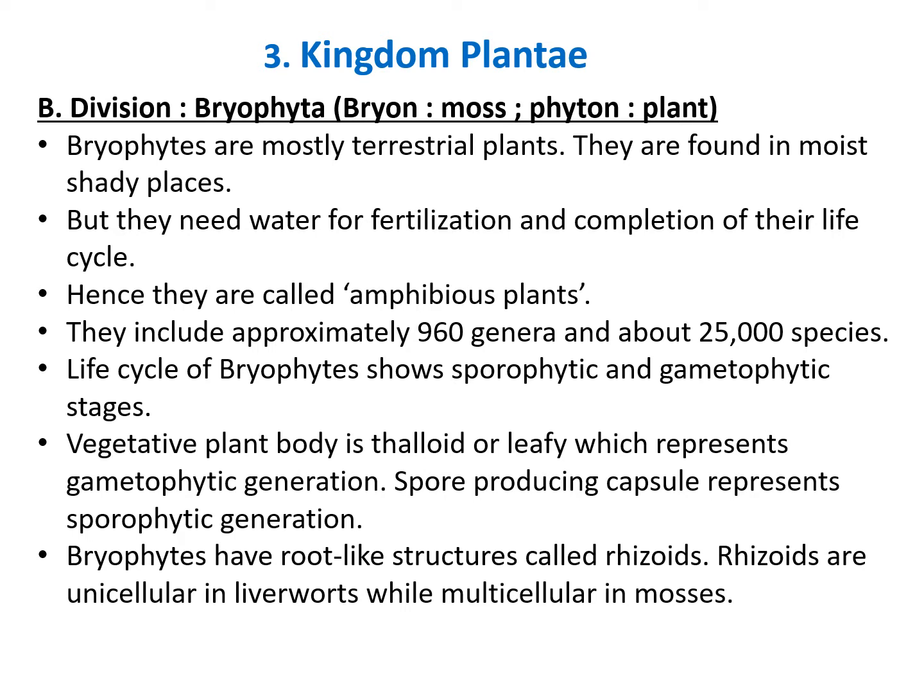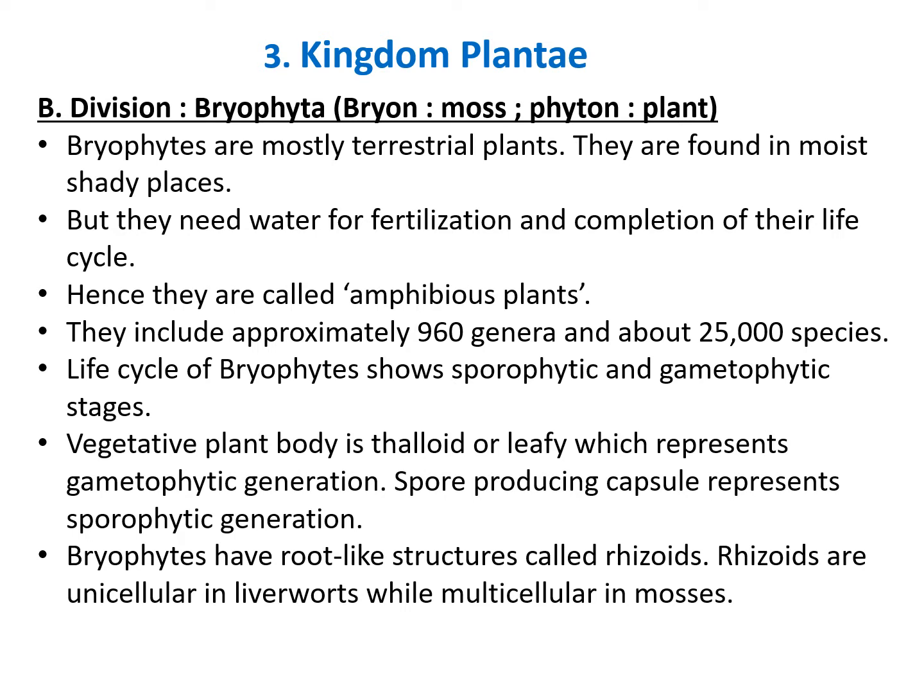Hence, they are called amphibious plants. They include approximately 960 genera and about 25,000 species. The life cycle of bryophytes shows sporophytic and gametophytic stages.